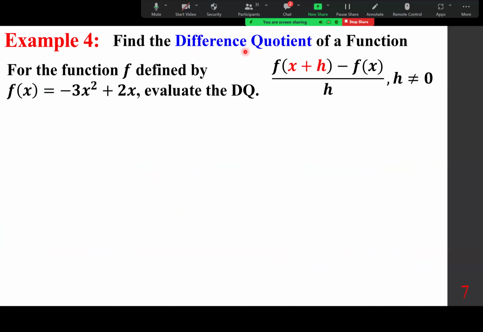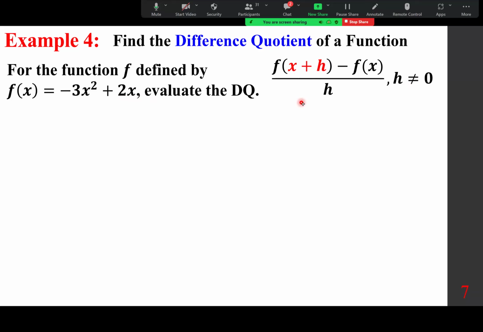Example 4, find the difference quotient of a function for the function f defined by f of x equals minus 3x squared plus 2x. Evaluate the DQ, short for the difference quotient. Difference quotient in essence is the same as finding the slope of a line, a secant line, which is rise over run. But this format, f of x plus h minus f of x over h, where h can't be 0, is used in calculus. That's why they use the DQ.